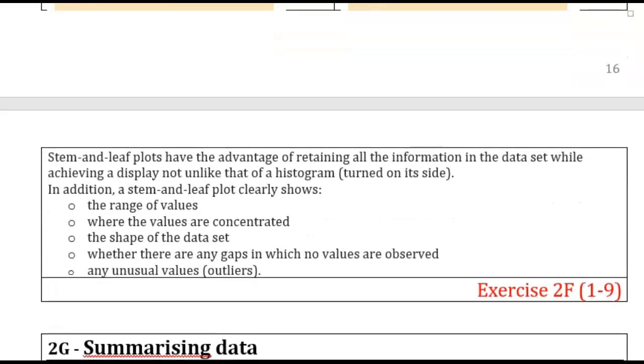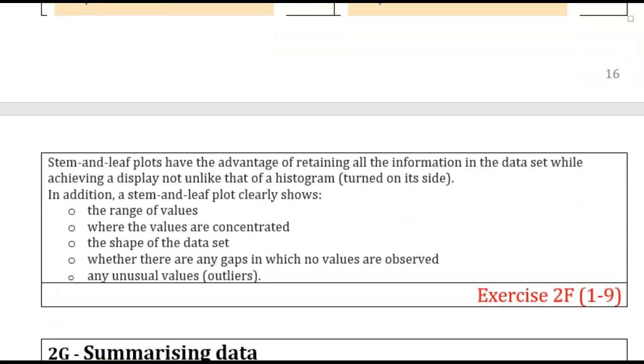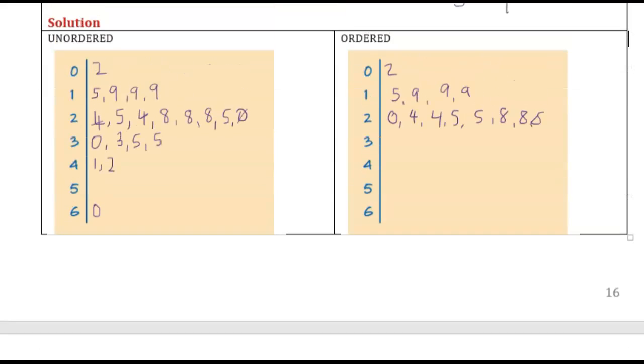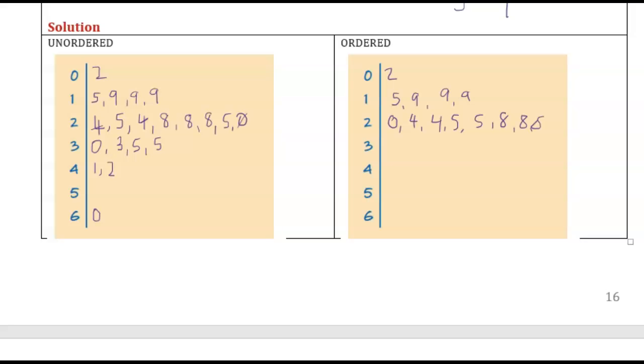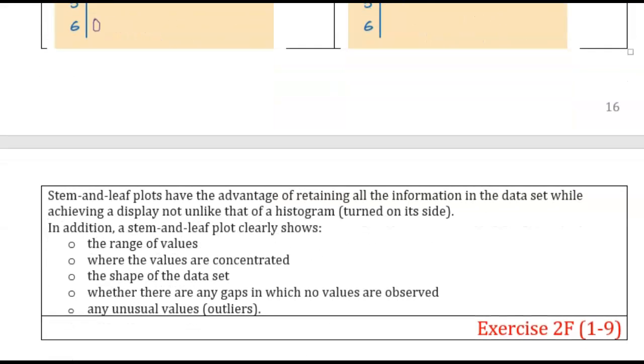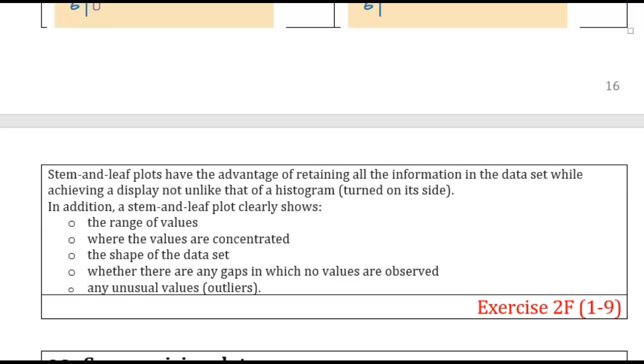Let's just scroll. Okay, so let's just talk about this. So stem and leaf plots have the advantage of retaining all the information in the data set while achieving a display not unlike that of a histogram. So if I just go back up, and I'll do this when I do question 6, I'll explain how it kind of is similar to a histogram. But you can kind of, if you turned this on its side, and I probably could, but I'm not going to try to figure it out now on video, how to turn this on its side. And that helps you with the shape. So I'll talk about that when I do question 6. But it's kind of like a histogram.